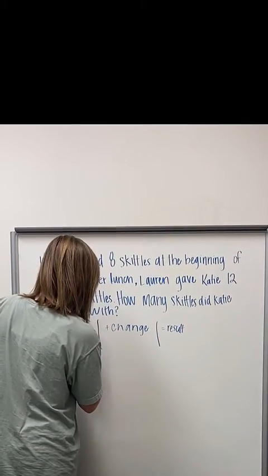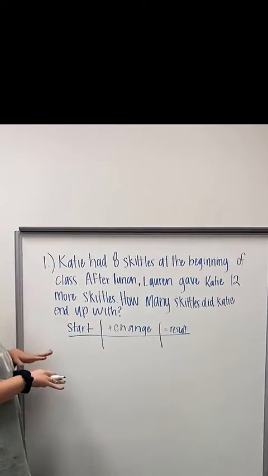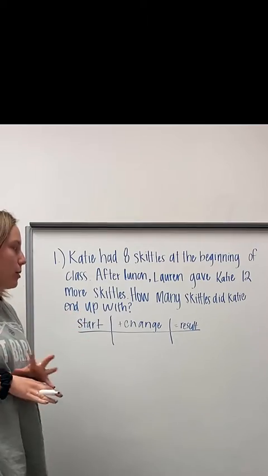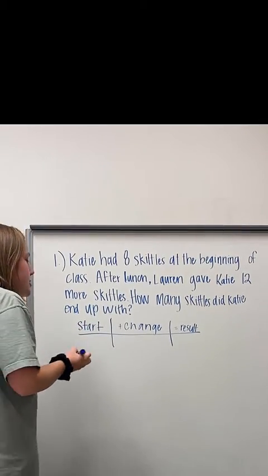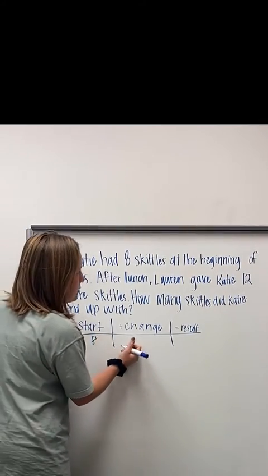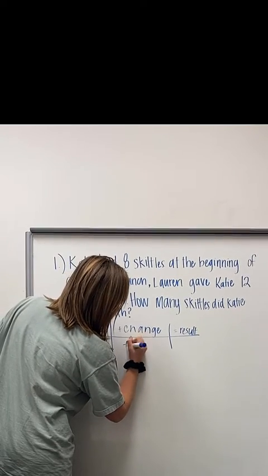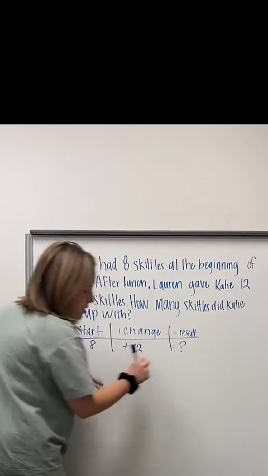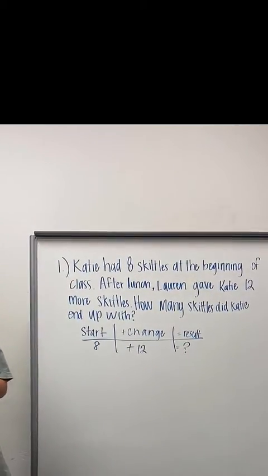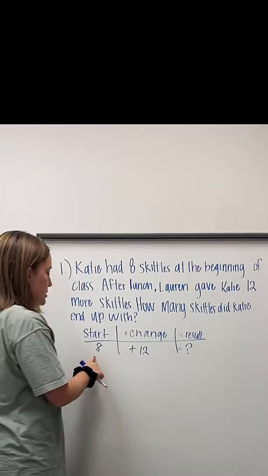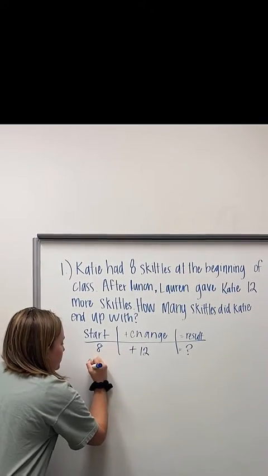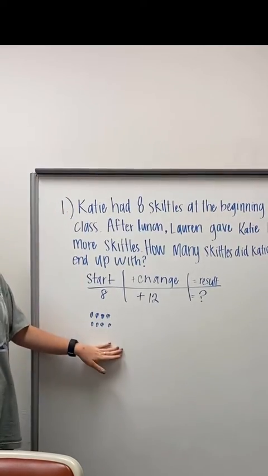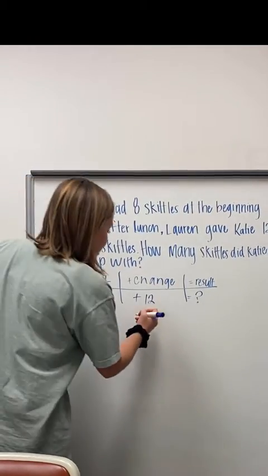And you'll make your little box like this, and we're just going to fill in the chart really quick so then we know where to go and how to go about solving the problem. So we start with 8, and then the change of 12, and that's an unknown. For our students with the Skittles, we will draw out 8 Skittles. So we'll have 8. That's the representation of the Skittles. And then here's 12 more.